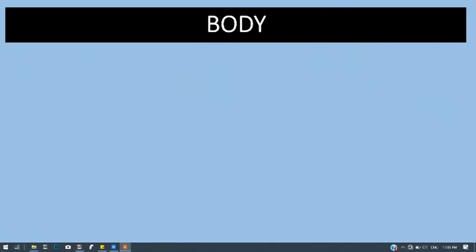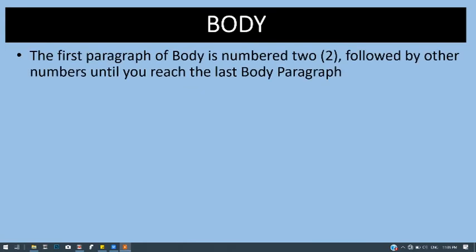Okay, let's talk about the body. Alright, this is the most important part. The first paragraph of the body is number 2. This is quite weird. We don't start with number 1. Number 1 is the introduction paragraph, but we don't number it. Just leave it blank. And then when you begin the body paragraph, you start with number 2, followed by other numbers until you reach the last paragraph. You can take a sample of a formal letter, and you can see this very clearly.